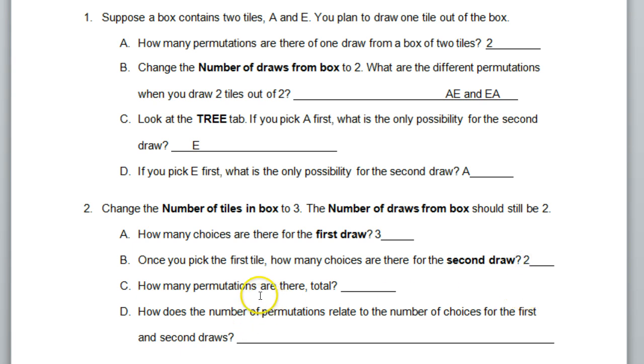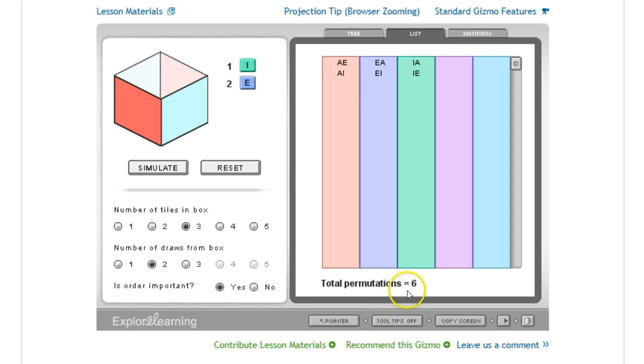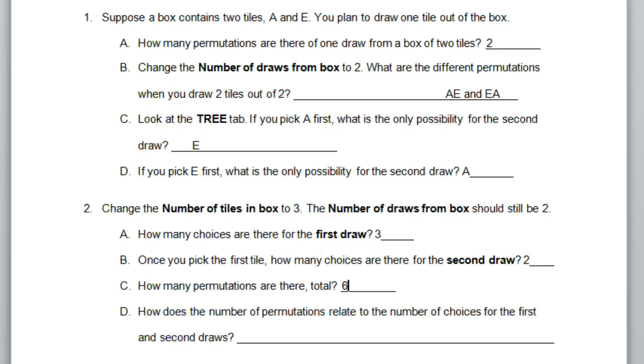Only 2. And then you're asked about the number of permutations, so the number of unique ways of arranging these tiles. And we can get that in 2 ways. We can first look at the tree and look at our terminal nodes. We've got 6 nodes. Or we can look at the list, and down here it very neatly summarizes everything for us. We've got 6 permutations. Now, how does the number of permutations relate to the number of choices? Well, it's going to be the product of the first draw, 3, times the second draw, 2. So we've got a total of 6 possibilities in this case.